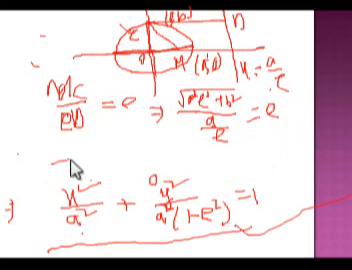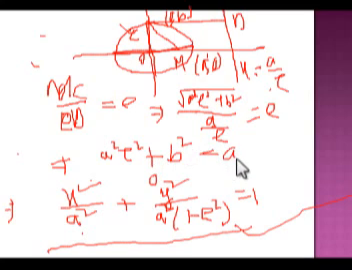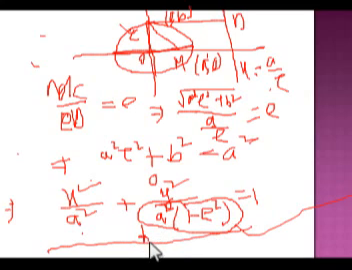Now from this, e cancels, and we will get a square e square plus b square equal to a square. From this we can see that b square will be a square minus a square e square. If we take a square common, we will get a square into 1 minus e square. So we can replace this by b square. I think you can understand this. Just calculate it simply. So this must be equal to b square.